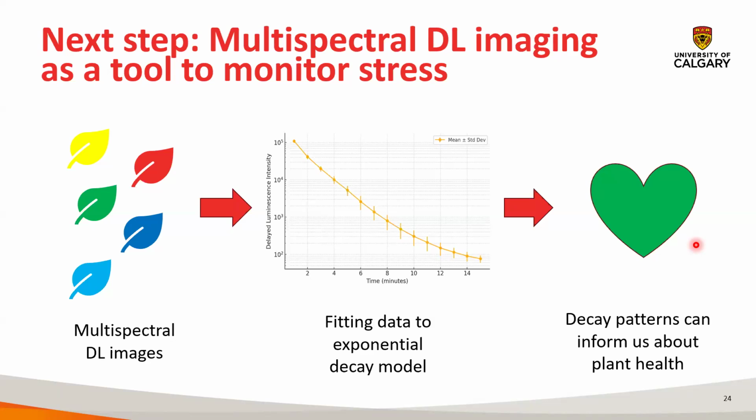So hopefully we get some information to build a model that determines whether the leaf is healthy or stressed depending on the delayed luminescence decay profiles. And that would be a valuable indicator of plant health. And so that's a step that our next experiments are pushing towards. So this is one part of the research that we do.